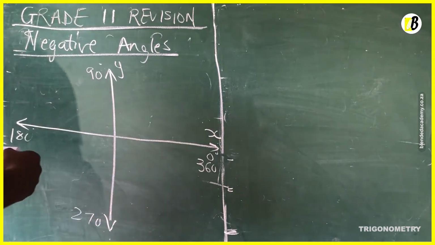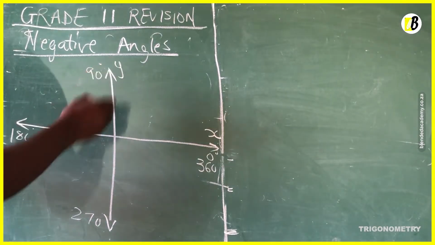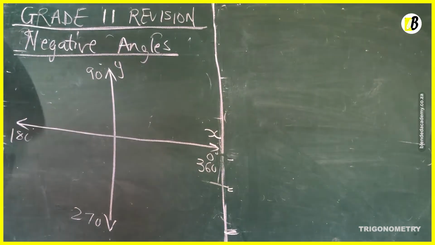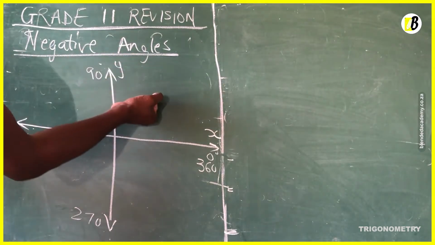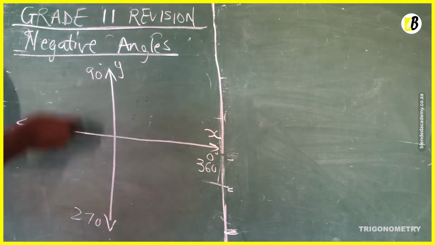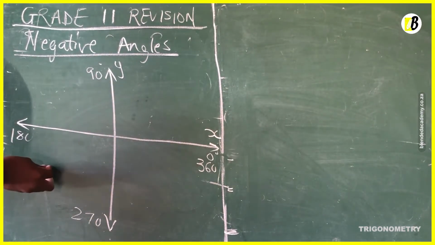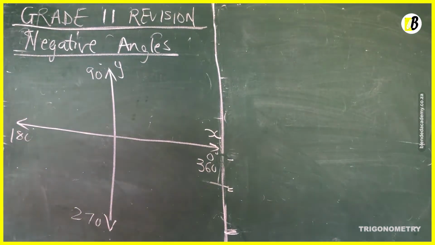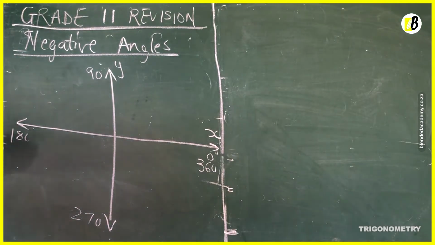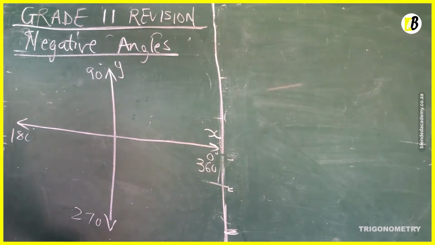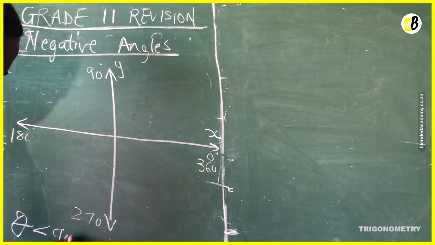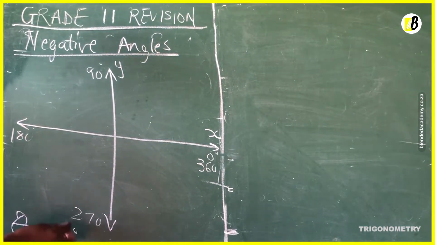So the same rules that we used in our reduction formula examples are going to apply here. So the same phrase again, all students take coffee. That means all functions are positive in the first quadrant, sine is positive in the second quadrant, tan is positive in the third quadrant, and in the fourth quadrant, cos is the only function that's positive. So we're going to use that phrase again. And also you need to remember that for all these angles, theta has to be less than 90 degrees. It's an acute angle. You need to remember this, guys. It's very important.